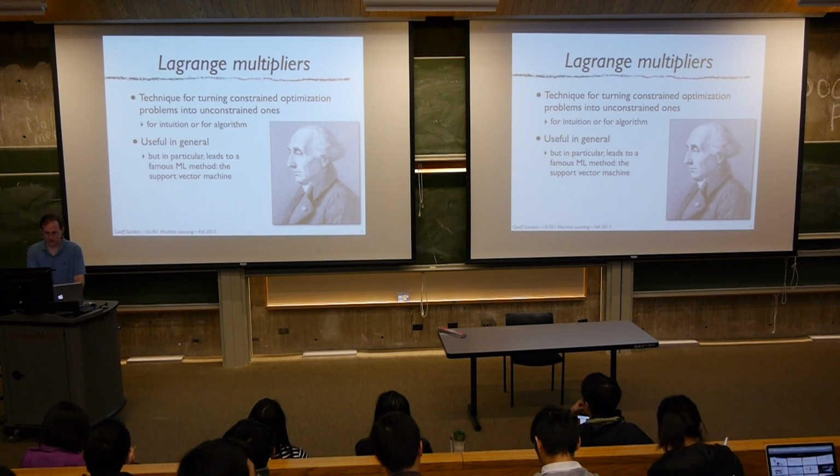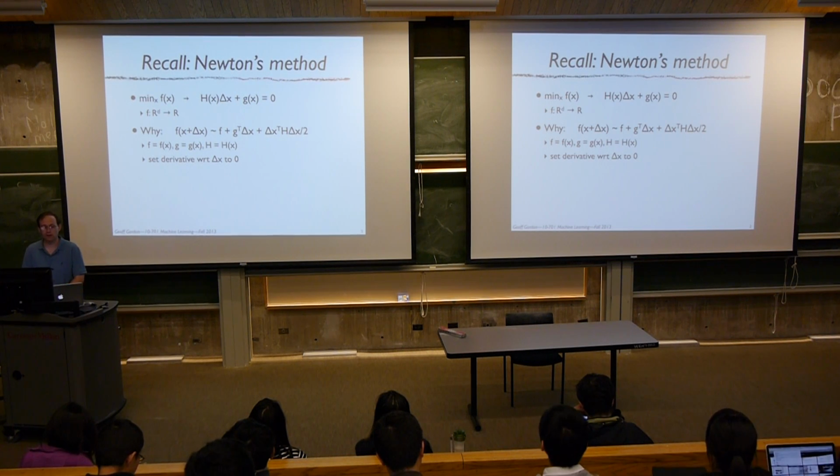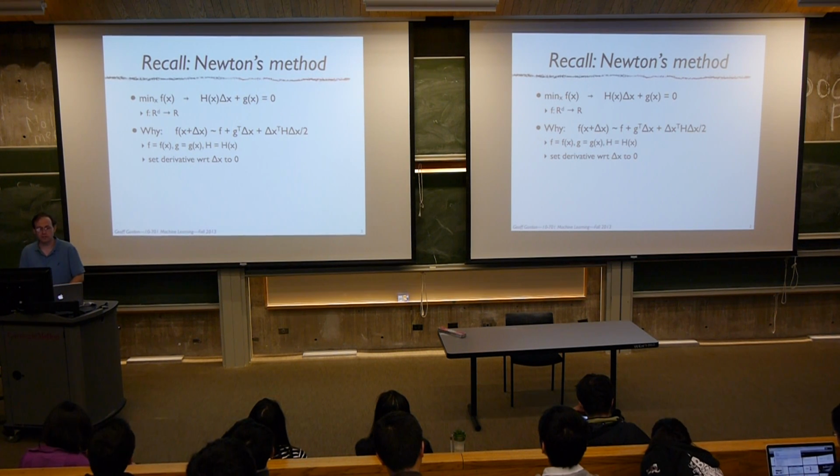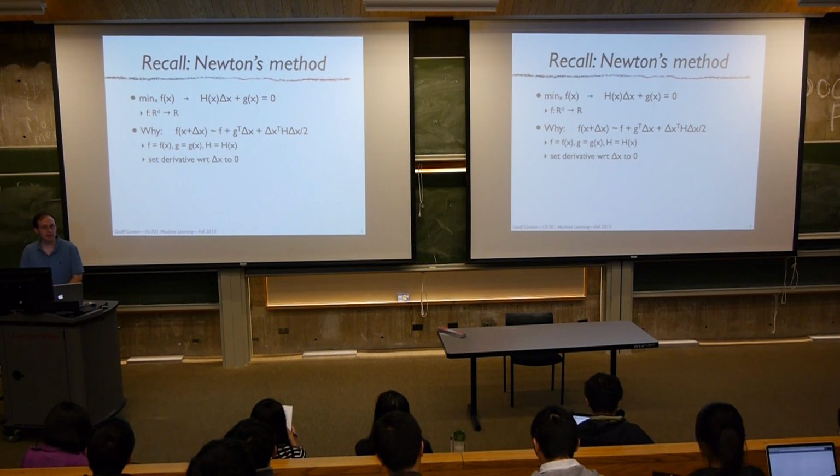So let's dive in. You remember Newton's method, right? You take the function that you're trying to optimize, make a second order Taylor expansion, and set the derivative with respect to the increment delta x to be 0, and that gets you the Newton step, right?